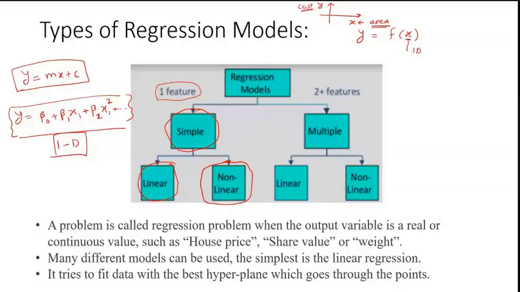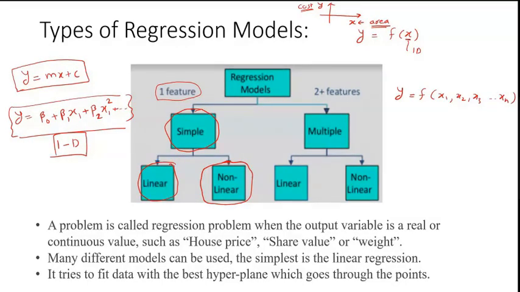When you have two dimensions or more dimensions and you produce some output y, in that case your y is a function of many variables. So x1, x2, x3, and maybe up to xn.